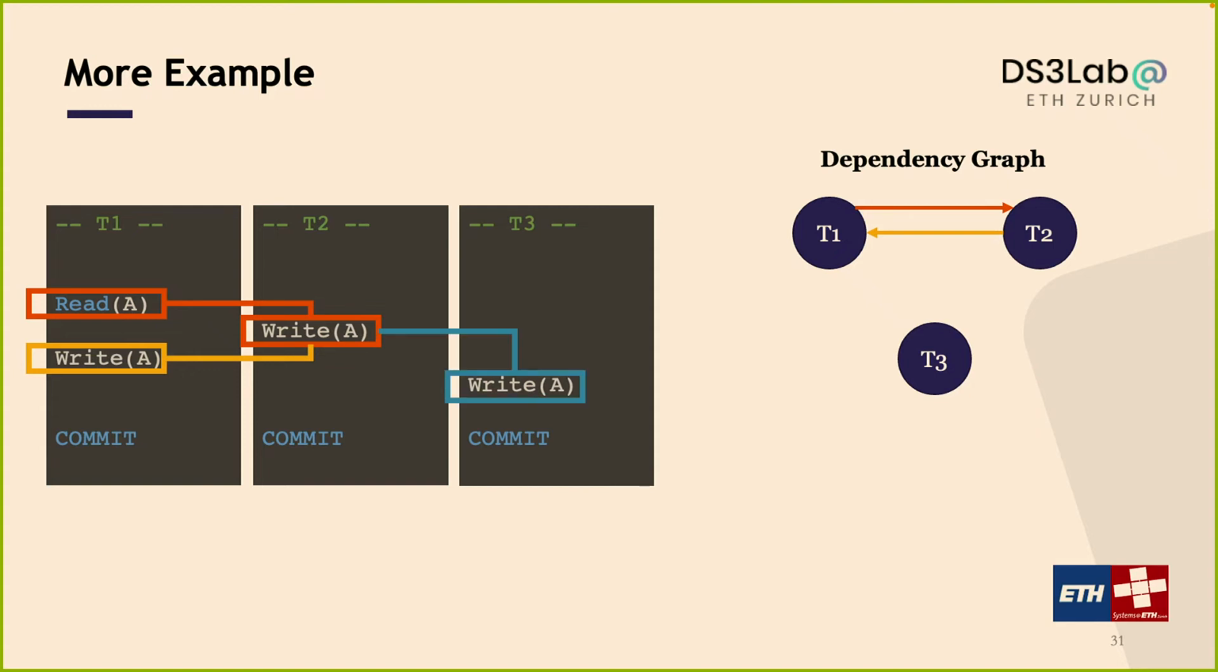But you can continue this exercise until you have the full graph. Here you have T2 to T3. You have something like this. If you look at this pair, you have T1 to T3. So this is the full dependency graph. As you can see, there's a loop, so this one is not conflict serializable.